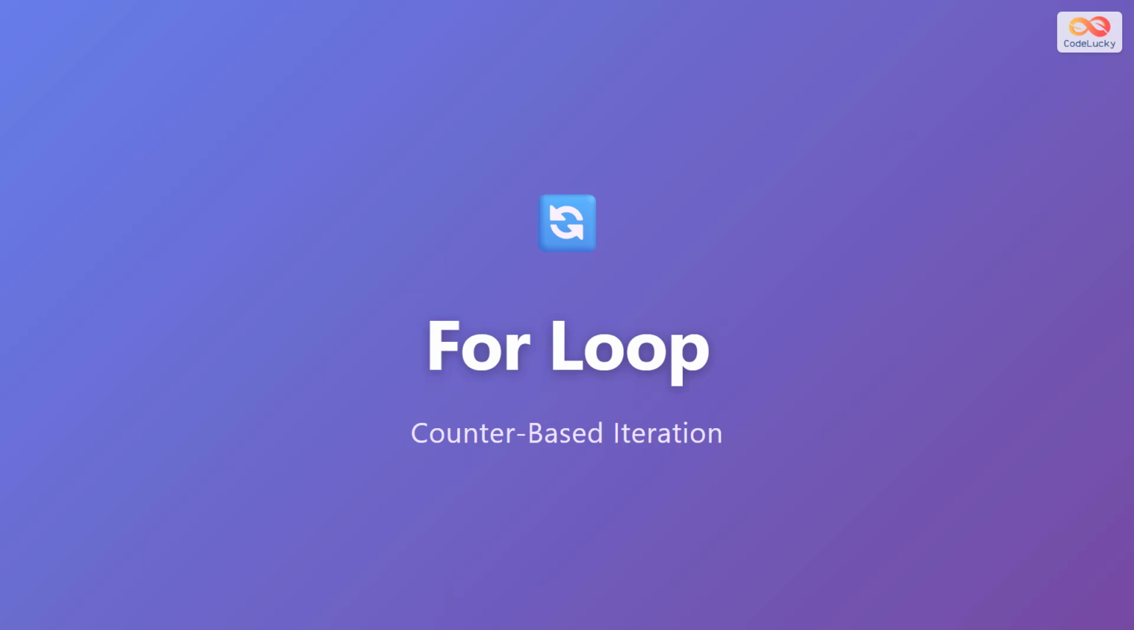Welcome to this lesson on the PowerShell for loop. The for loop is one of the most fundamental looping constructs in PowerShell, designed specifically for counter-based iteration. This means you can execute a block of code a specific number of times while maintaining precise control over a counter variable. For loops are especially useful when you know exactly how many times you need to repeat an operation, or when you need to access array elements by their index position.